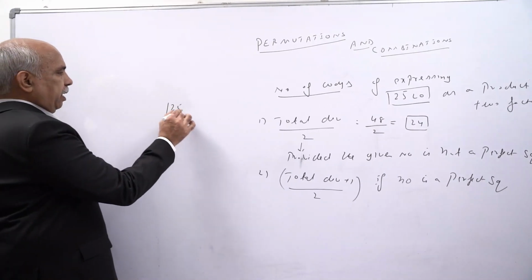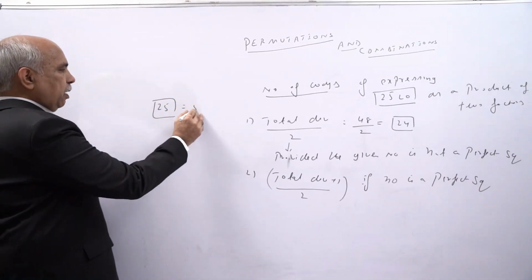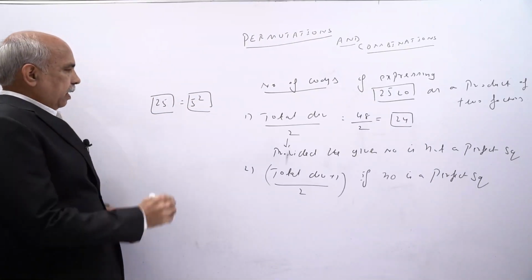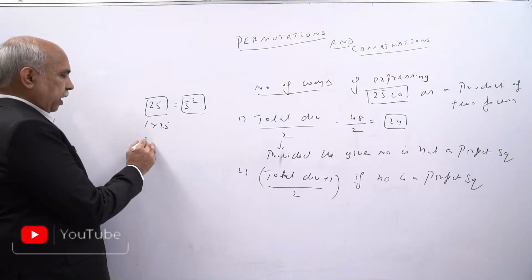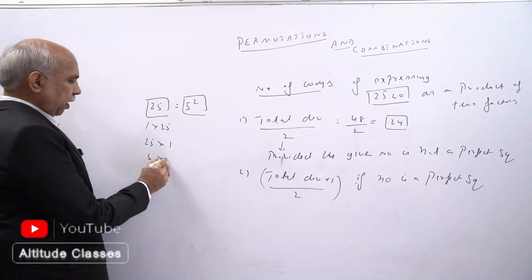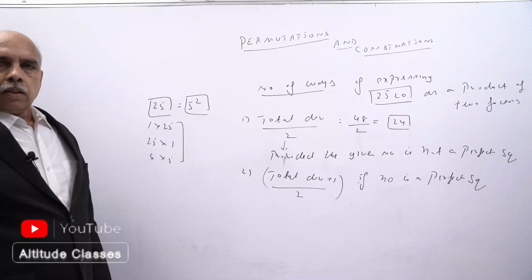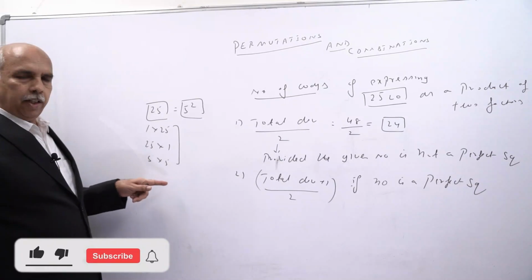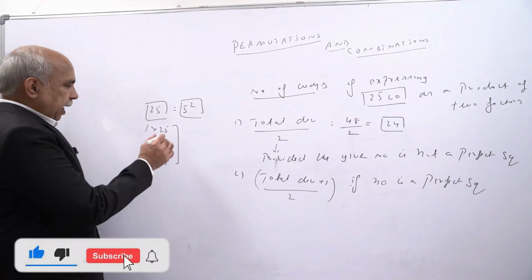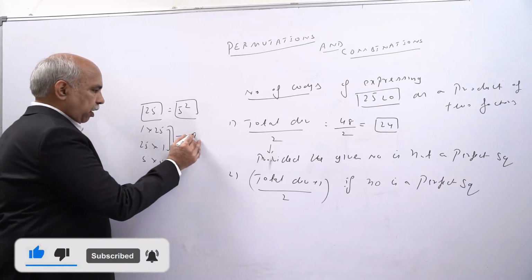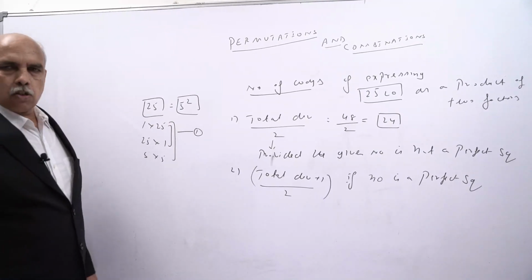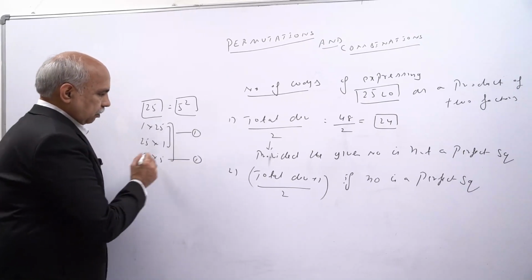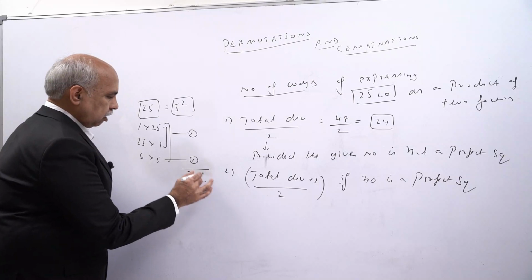You look here. Suppose I take the number 25. 25 is nothing but 5 square. Here I can write it as 1 into 25, 25 into 1, or 5 into 5. The number of ways of expressing 25 as a product of two factors is 1 into 25, 25 into 1 and 5 into 5. Here 1 into 25 and 25 into 1 is taken as only one way, because A into B or B into A is the same. And 5 into 5 is another one. Therefore, the total possibilities are 2.